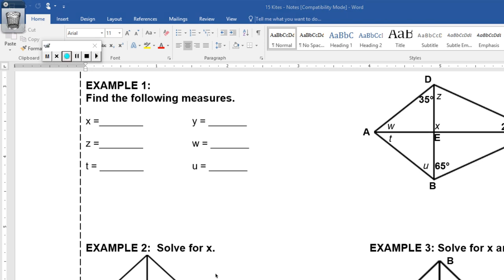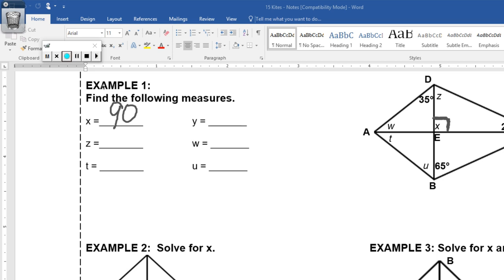For example number 1, you're looking for many different angle measures. So we're going to take a look at our kite, and the very first one that we can find is the X, because if you guys look at it, our property says that every time that two diagonals cross, we're going to be forming a 90-degree angle. So the easiest one to solve for is X. It's going to be a 90-degree angle right there.